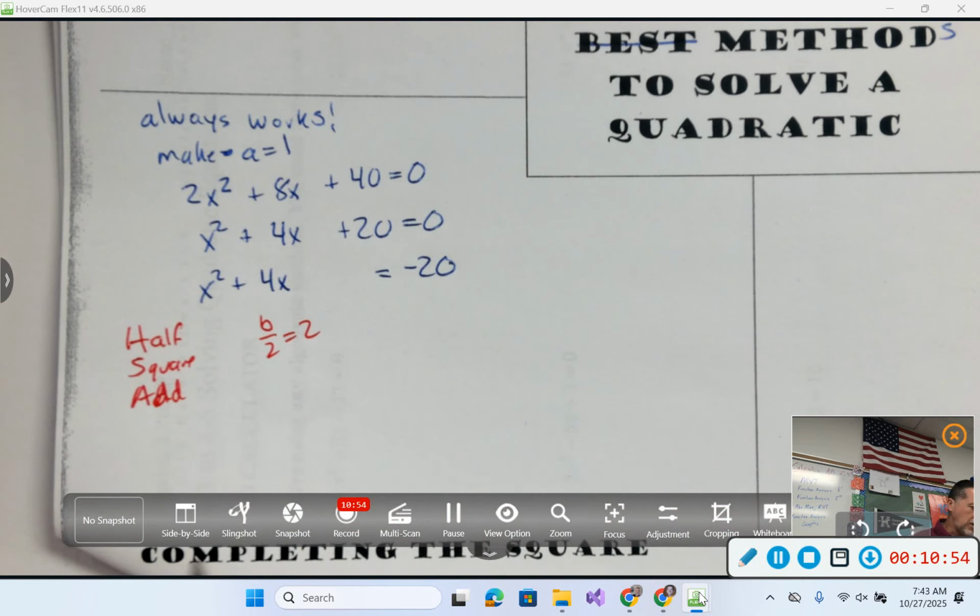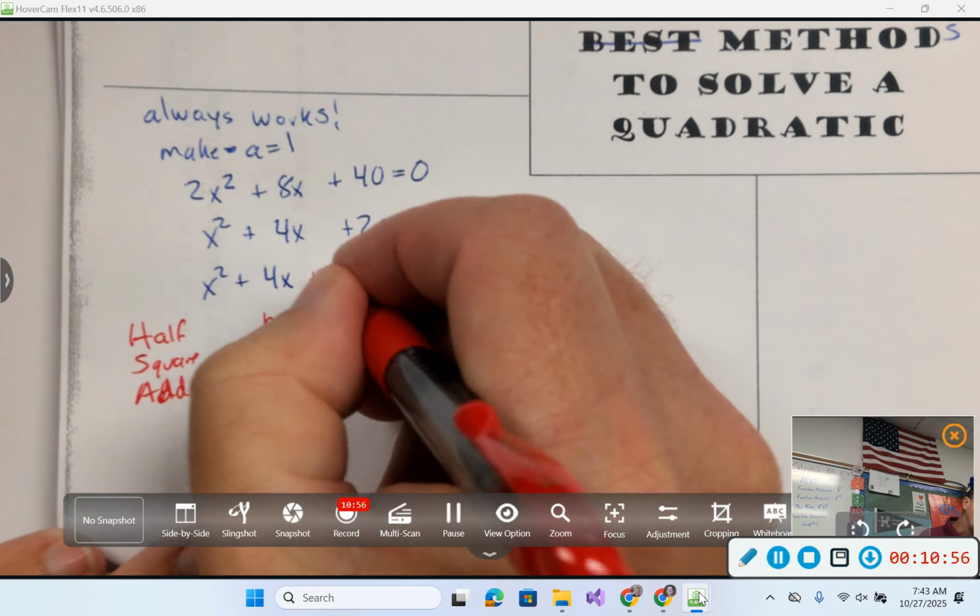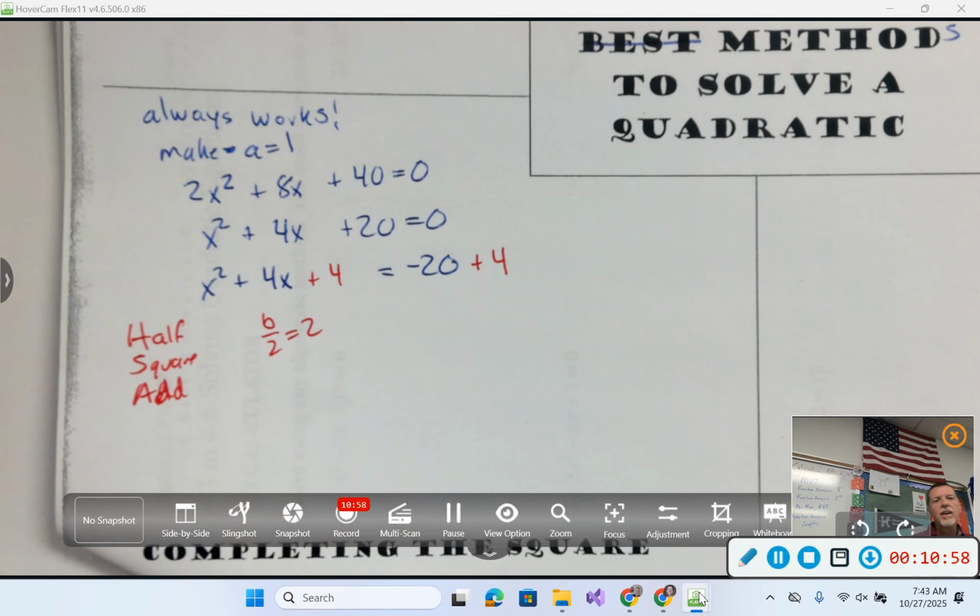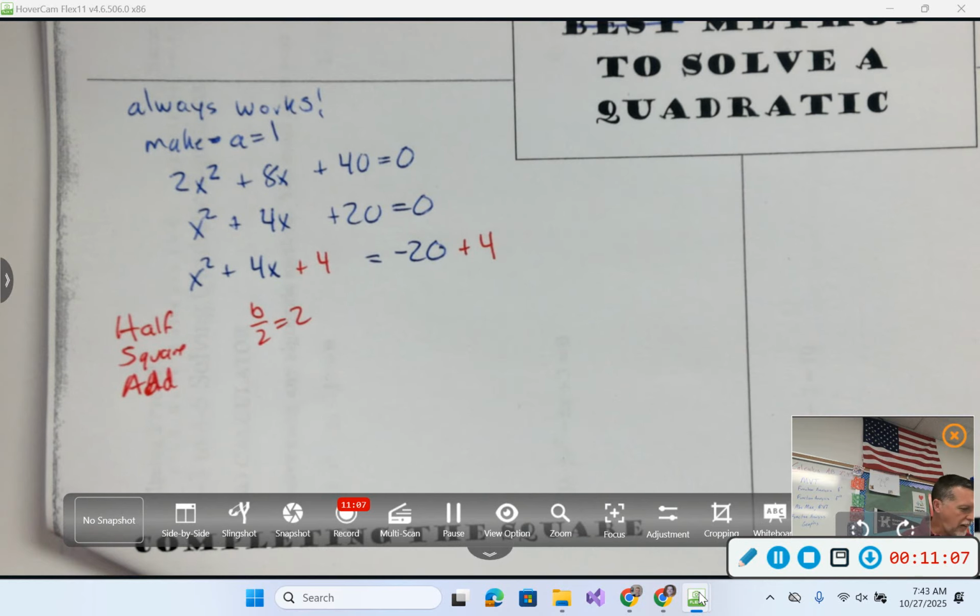We square it, we get 4. We add it to both sides. Half it, square it, add it. Obviously, there's more to the method above that. There's more to the method below that, but that's kind of the heart of the deal there.